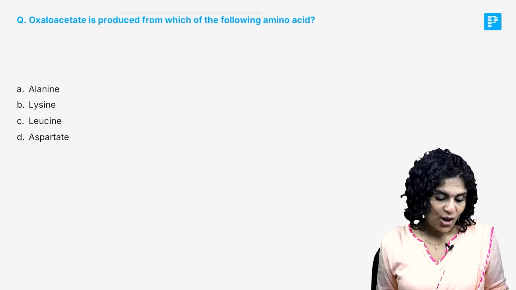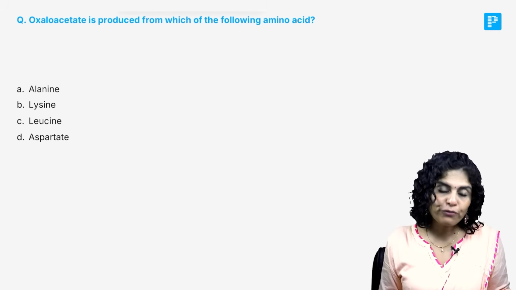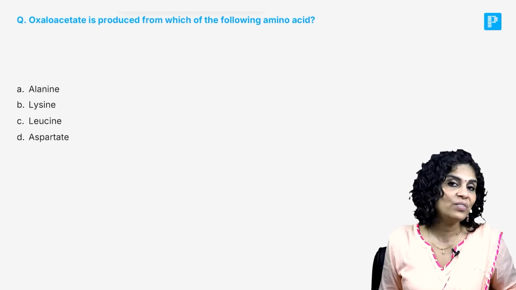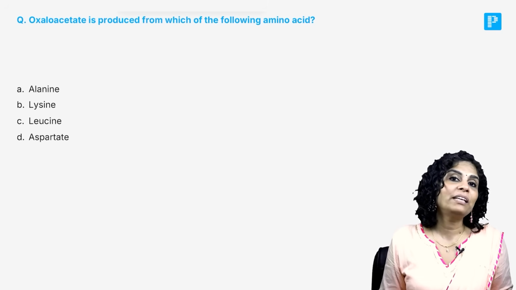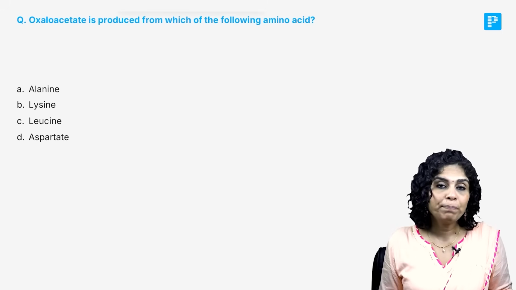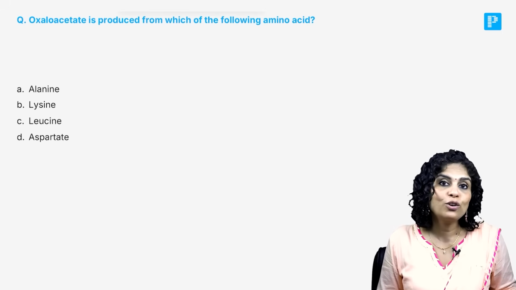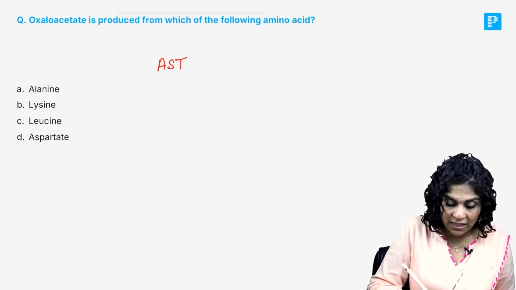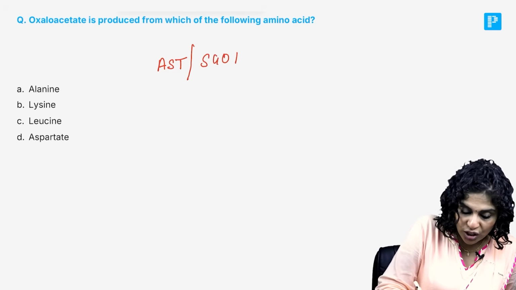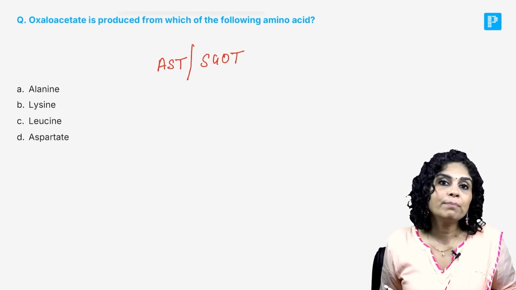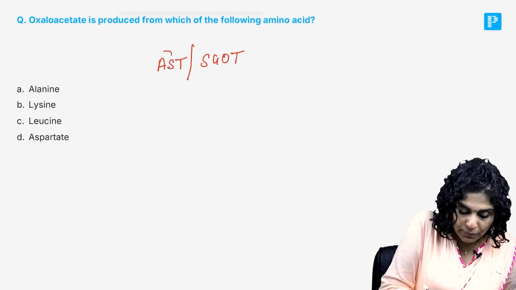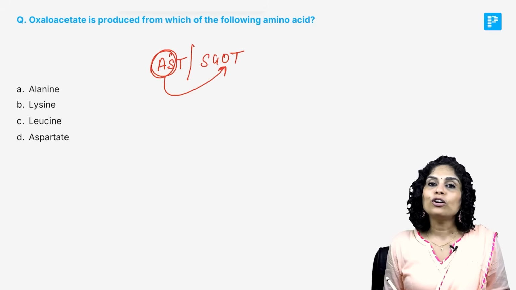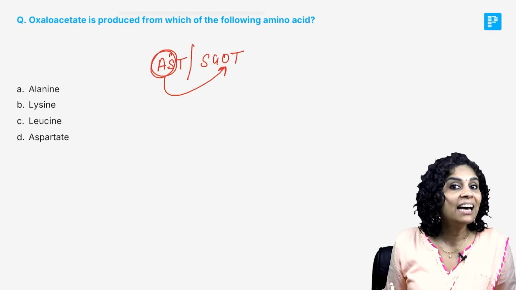This is a one-liner. Oxaloacetate is produced from which of the following amino acids? In all our rapid revision sessions, LRR sessions, we have discussed this. Oxaloacetate is obtained from aspartate, right? Aspartate and asparagine give rise to oxaloacetate. And that is why we have a transaminase. Aspartate transaminase is otherwise called SGOT, which means aspartate on transamination forms oxaloacetate. So oxaloacetate is formed from aspartate and asparagine.